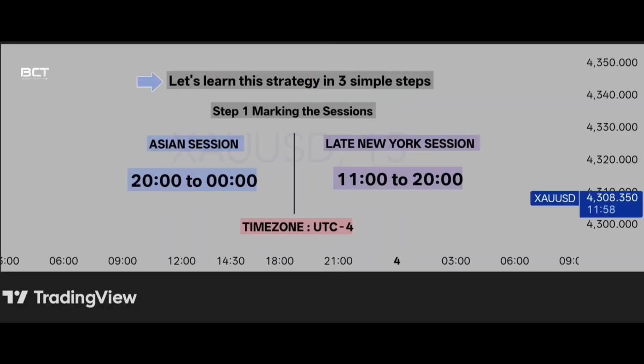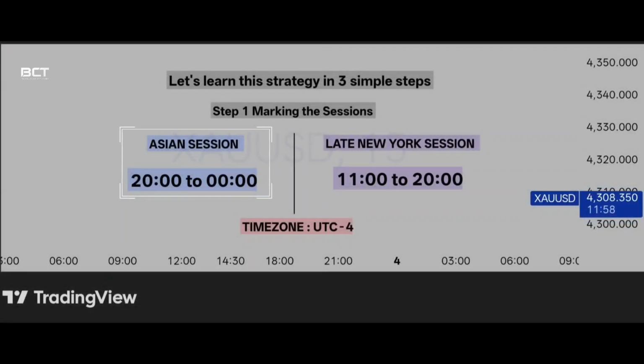Let's learn this strategy in 3 simple steps. Step 1. Marking the important kill zones. Mark the Asian session range in which we will execute the trade from 8 p.m. to 12 a.m. and the New York session zone to be marked from 11 a.m. to 8 p.m. The time zone will be UTC-4.